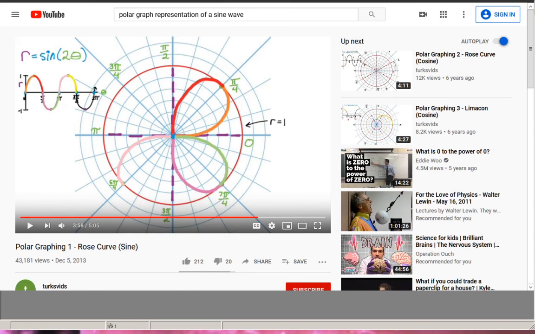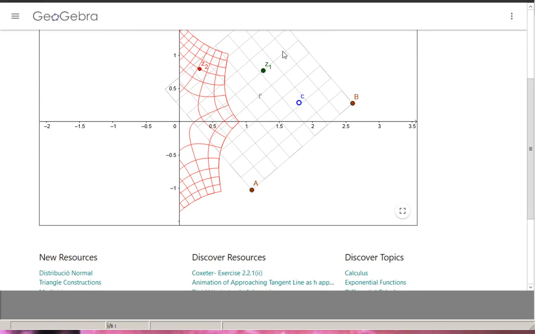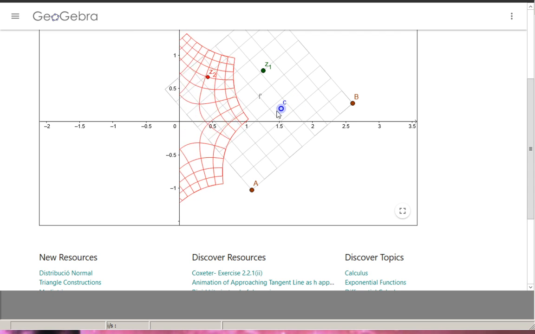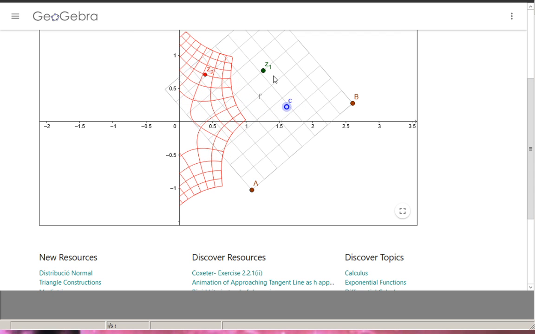I don't know. Oh, the last thing I wanted to do. Oh, this is the Julia set grid here. Let's just do it. It's the grid.